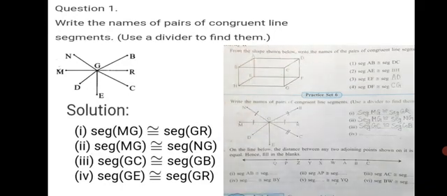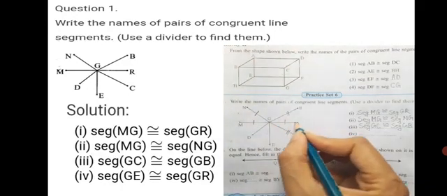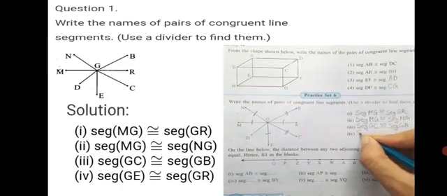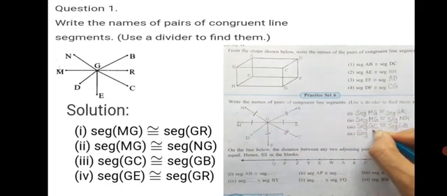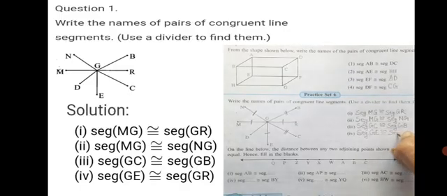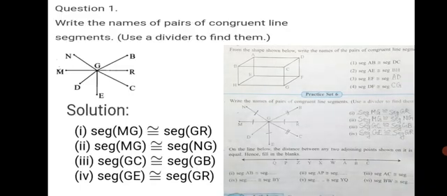So we can mark here with a single line, because GR is also marked with a single line to show that they are equal, and write down seg GE is congruent to seg GR. So this way you will get many pairs of congruent sides here. Whichever you feel, you can write the correct answers from the given segments. You can choose your segments, you can match them and write.